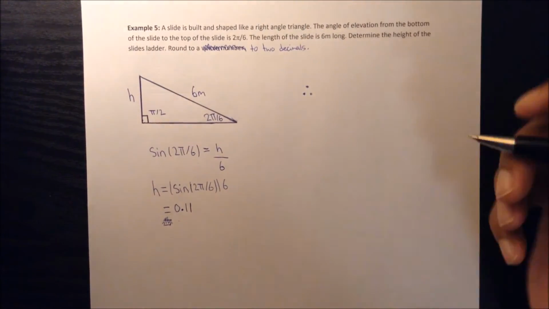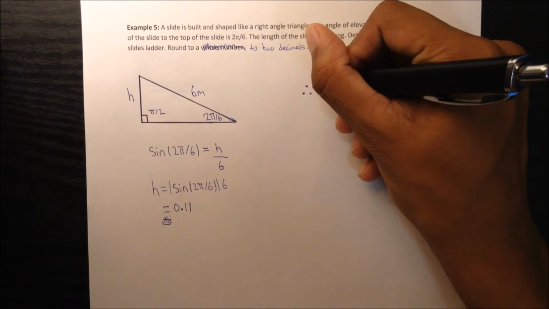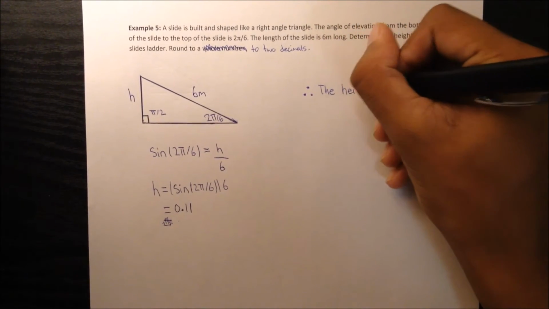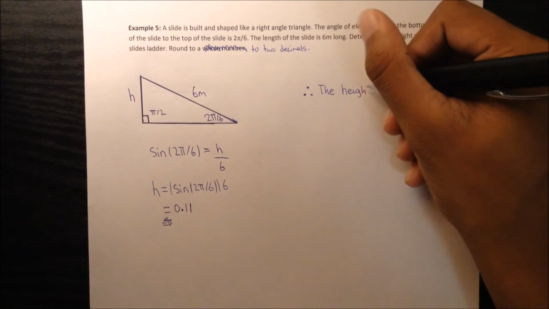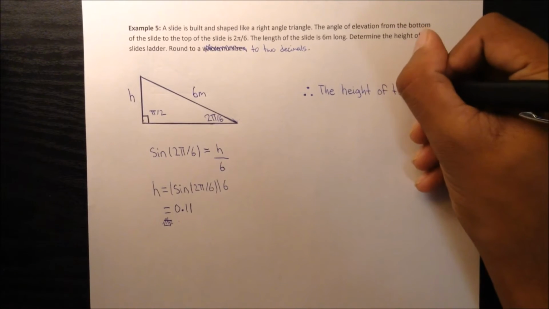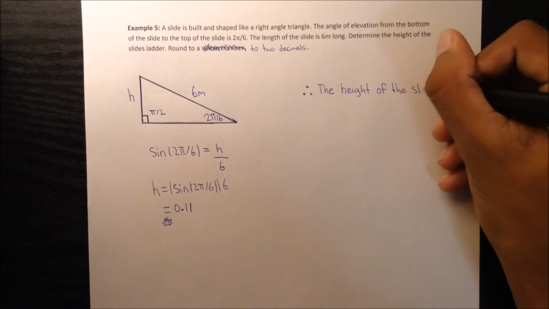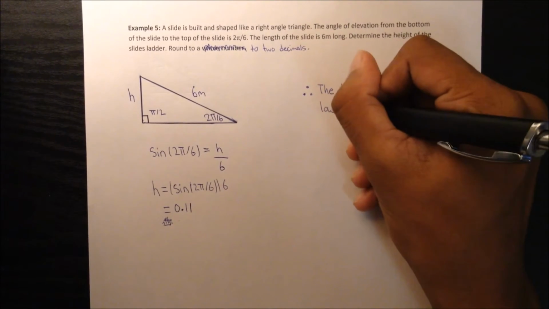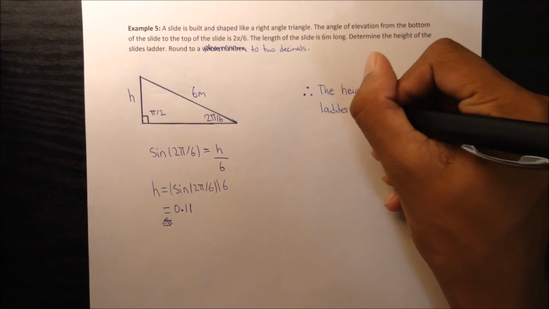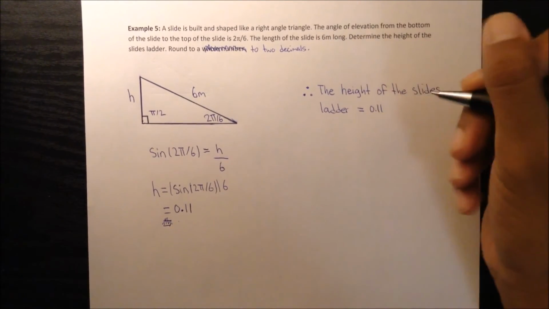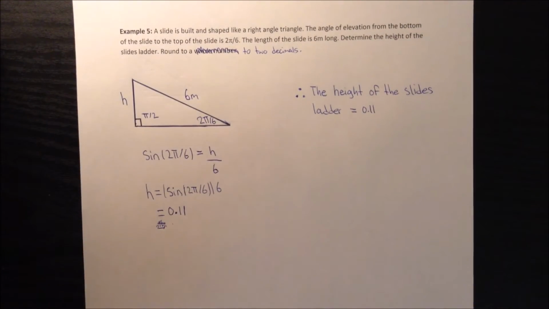Therefore, the height of the slides ladder equals 0.11. Now let's move on to example 6.